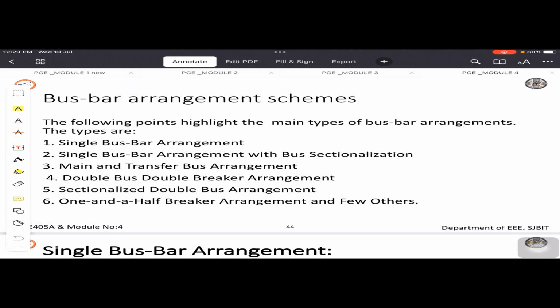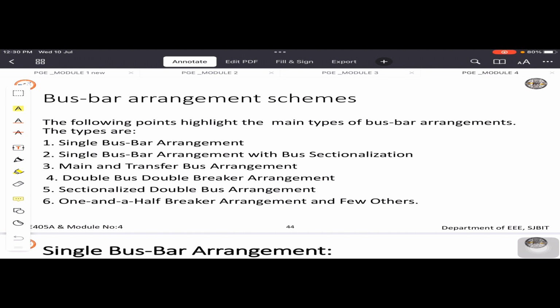Let us understand about bus bar arrangement schemes. You would have, in the last session, learnt about different bus bars. What do you mean by bus bar? Now, in this session, let us understand what the different bus bar arrangements are, why these bus bar arrangements have been done in the substation, and what their uses are.